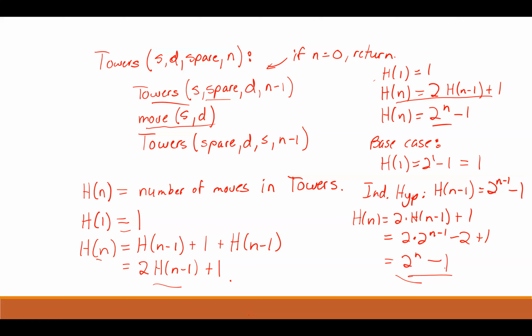Which one? This one here? Yeah, so 2 times 2 to the power n minus 1 is 2 to the power n. And then I had, so this was actually, 2 times 2 to the n minus 1, so that would have given us minus 2 here. Yeah, the algebra works out.